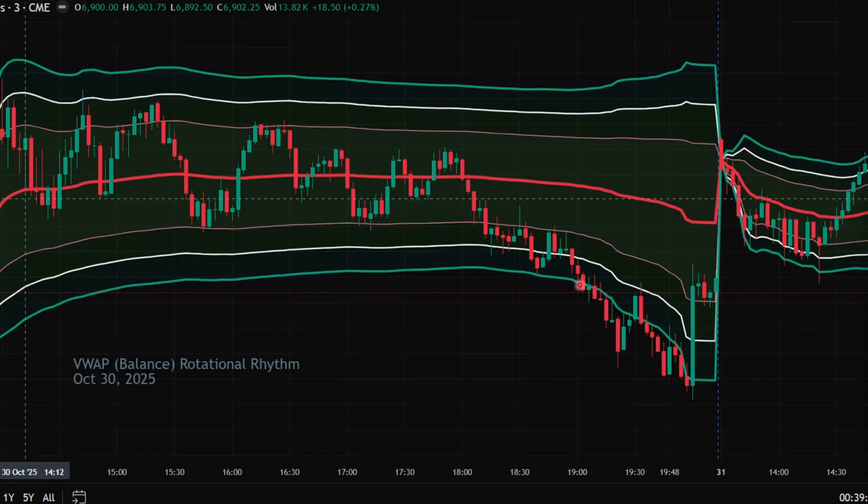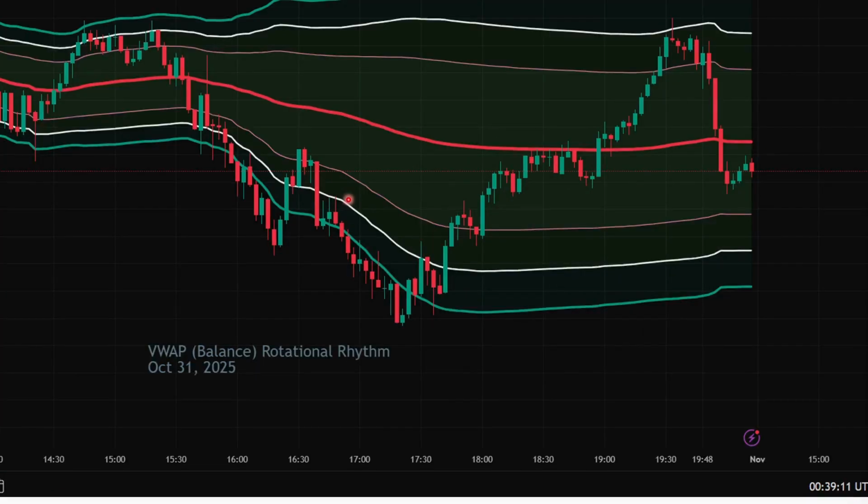Finally, in the fourth screenshot, we observe a perfectly rotational rhythm where the price oscillates between the minus 2 standard deviation and plus 2 standard deviation bands, creating a stable mean reversion environment.